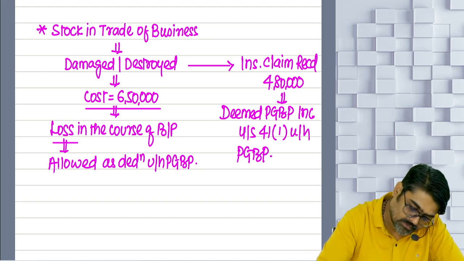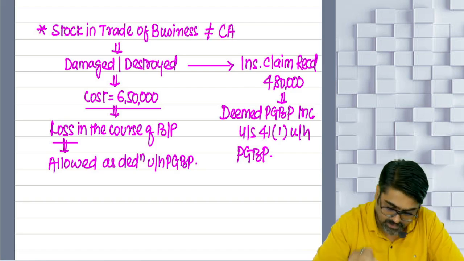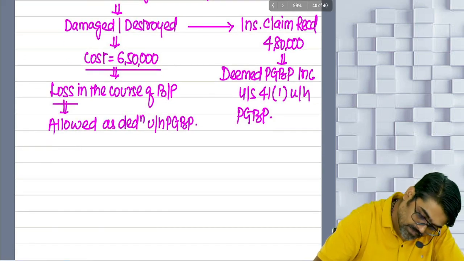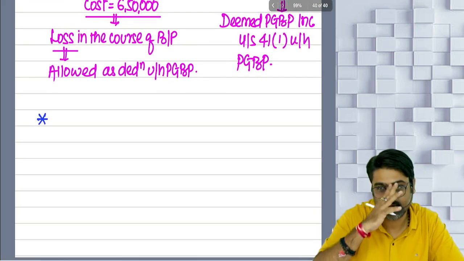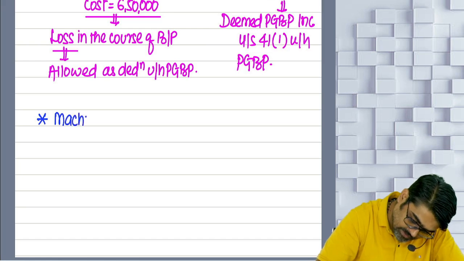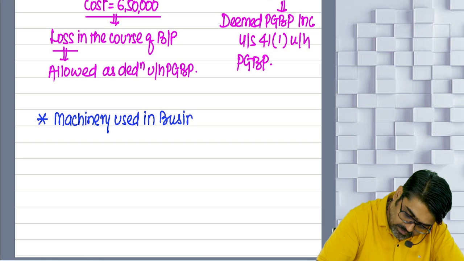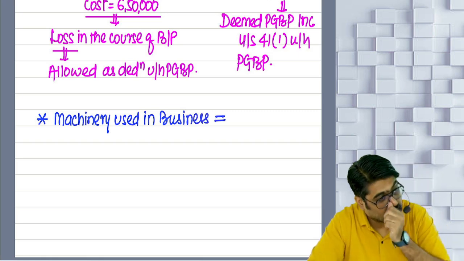What was the first item? Stock in trade of business, which is not your capital asset. Okay. Next item. Color, blue color. Which item? Machinery. Machinery used in what? Business. Is it a capital asset? Is it a capital asset?